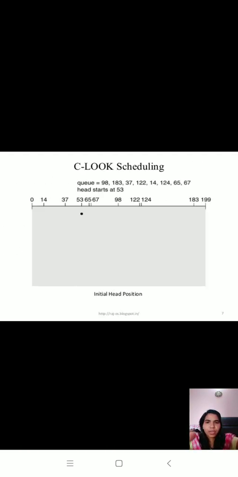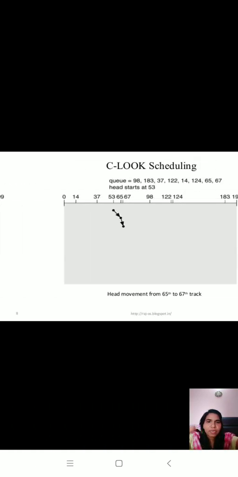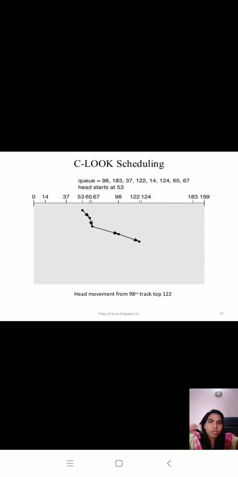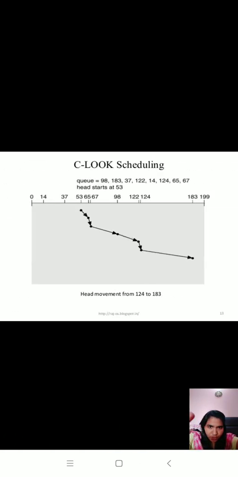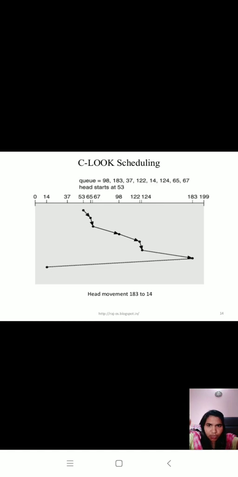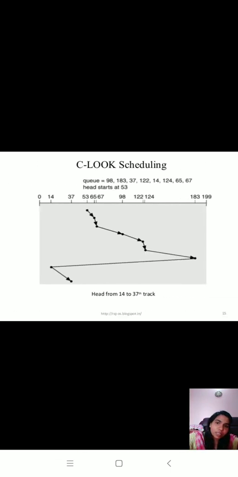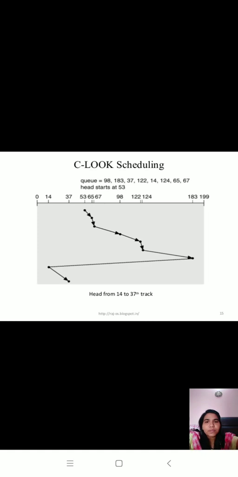So first of all, our read write head pointer is at 53 and we have to move towards the right. So first we will go to 65, 67, and then we have to go to the end value which is given in our question, that is 183. Okay, then you have to go from 183 to 14, and then we have to come back from 14 to 37. That is the major difference between CLOOK and LOOK scheduling algorithm, right?